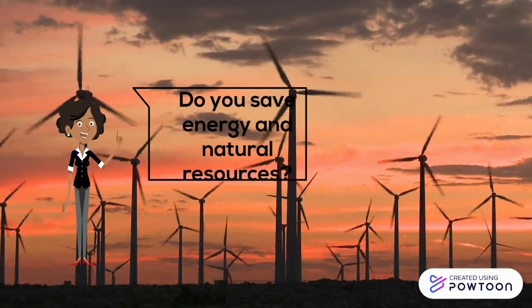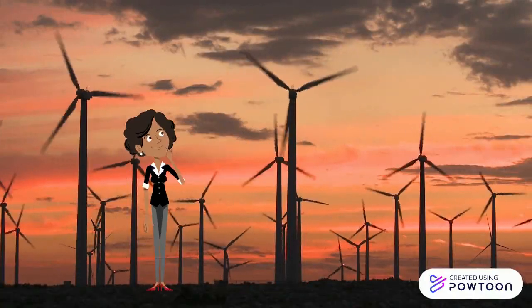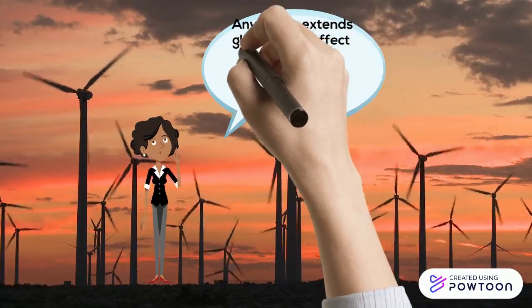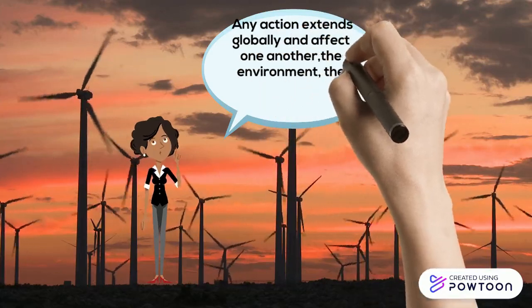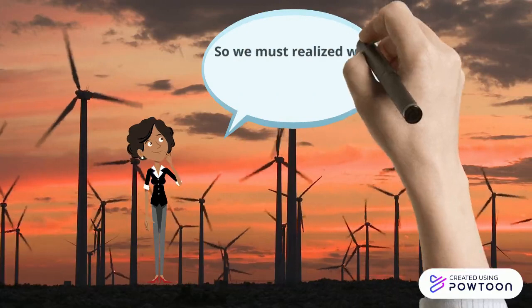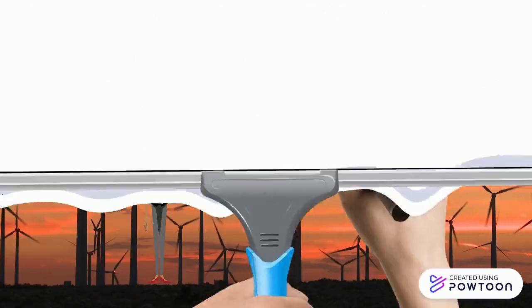Do you save energy and natural resources? We all live on the same planet. Any action extends globally and affects one another, the environment, the natural resources, and the people. So we must realize that we are accountable in everything we do.